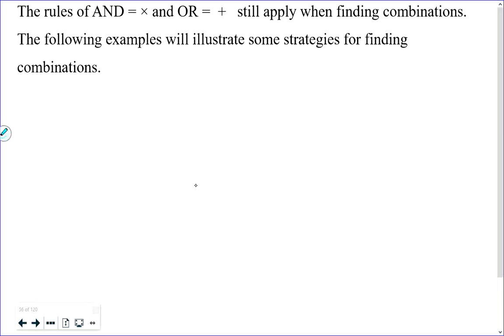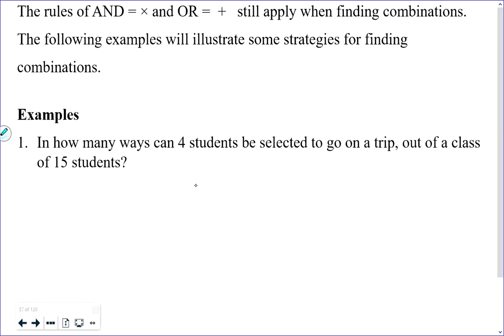We still have to apply the rules of and, meaning multiply, and or, meaning add, to be successful here. Examples. In how many ways can 4 students be selected to go on a trip out of a class of 15? This is what I mean by don't overcomplicate things. It's 15 choose 4. That's all you have to do. You have to say it's a combination. And that's the answer to the question.